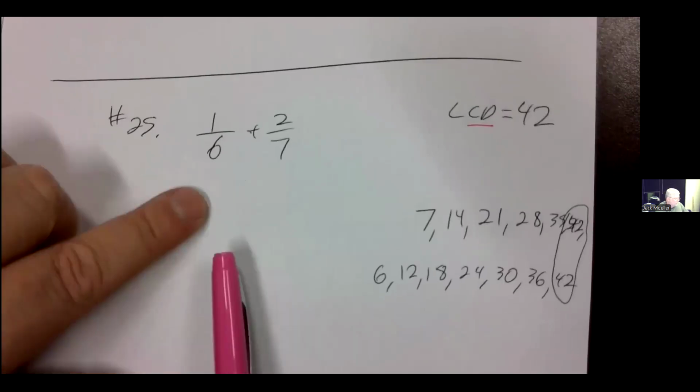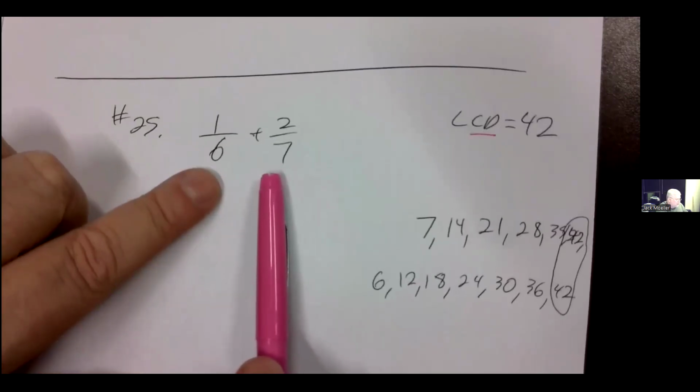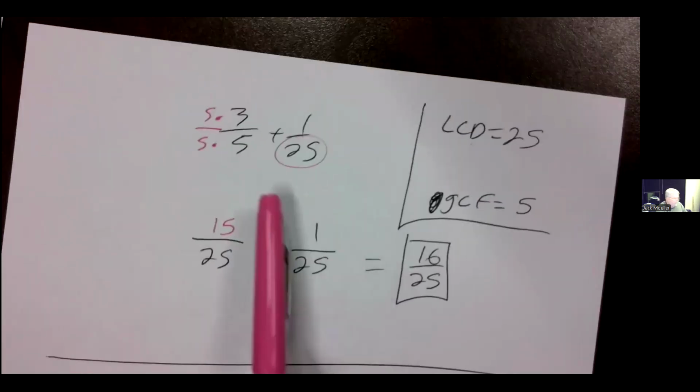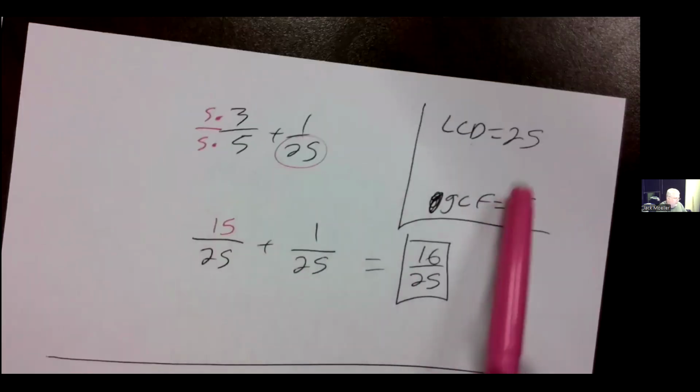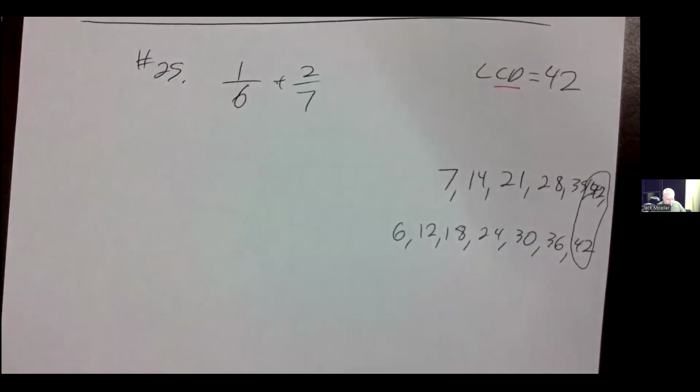But if you look at 6 and 7, they have no factors in common. If they have no factors in common, you're just going to end up multiplying them anyway. 5 and 25 had a common factor of 5. That's why there was a smaller number than just the multiple. But when in doubt, when you're adding fractions, you can multiply the denominators.